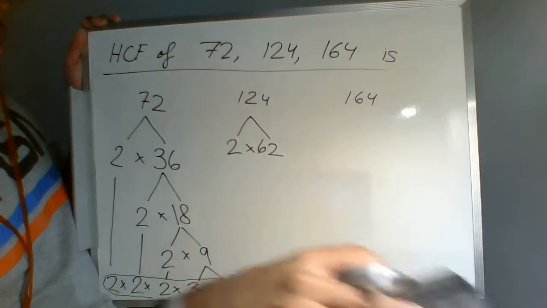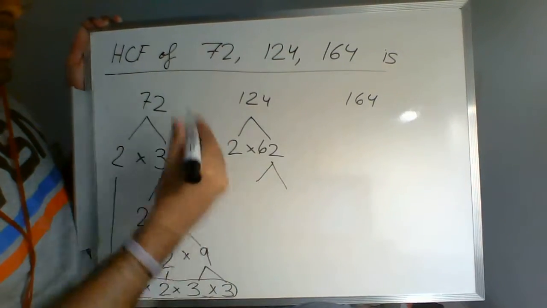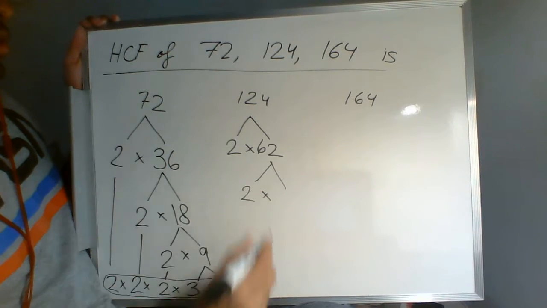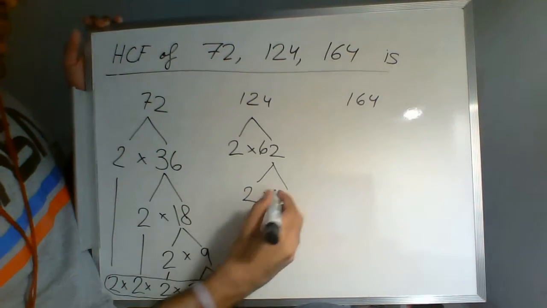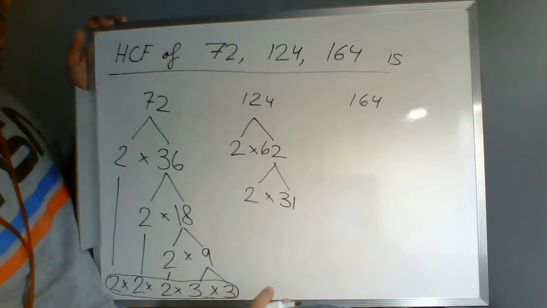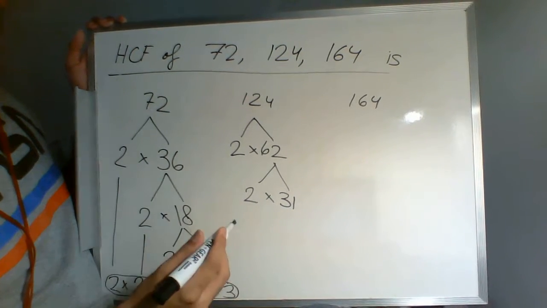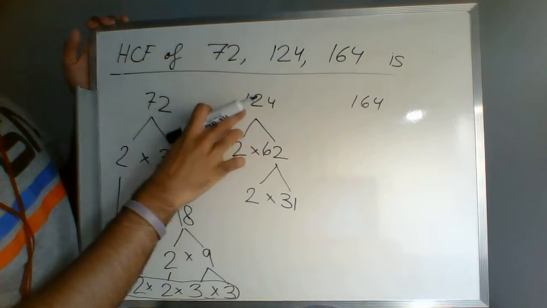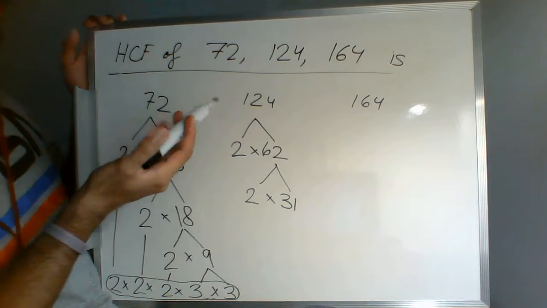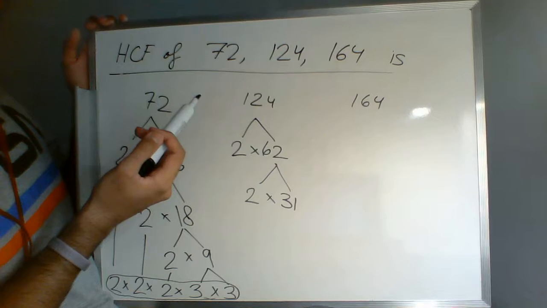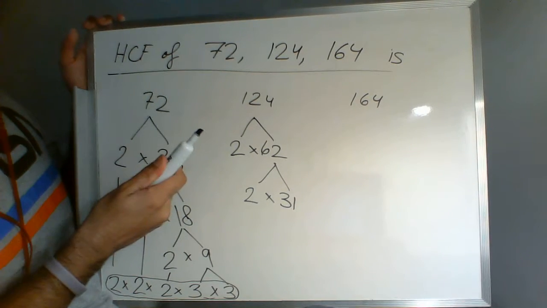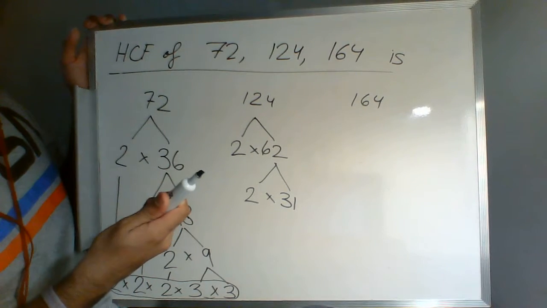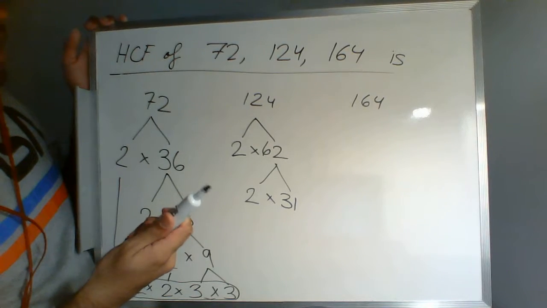Now 62 is not a prime, so we can break that up, and it's still even, so we can break it up into 2 times something, and we're going to get that it's 2 times 31. Now the neat thing here is, even though we're dealing with a number that doesn't look particularly unfriendly, it looks like the number that at first glance people might think is divisible by so many things.